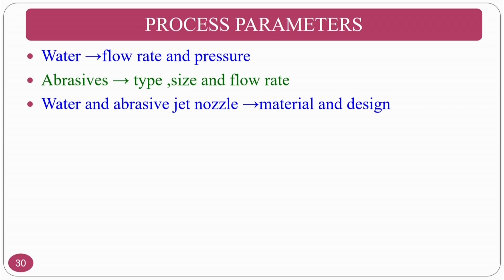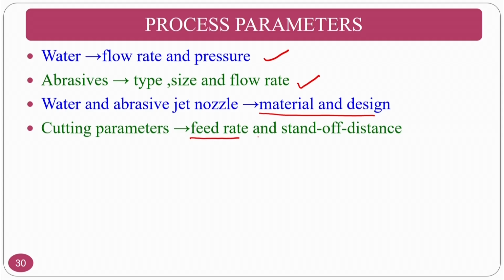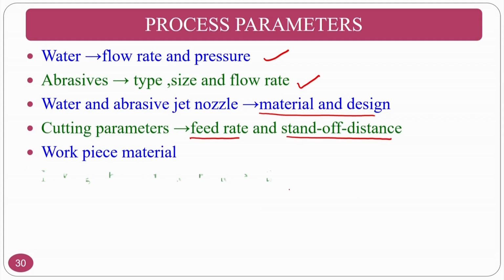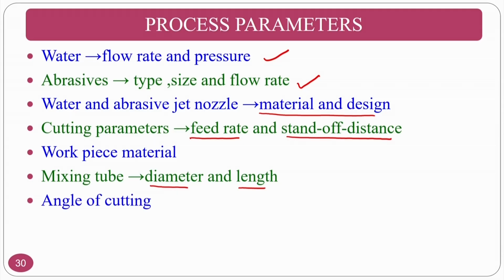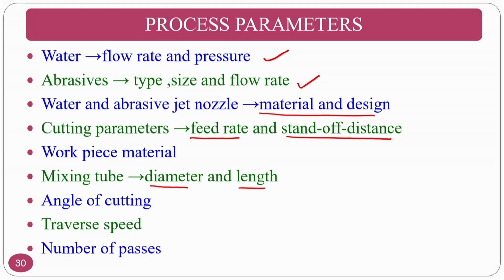So, from the literature what the authors observed is water flow rate and pressure play a major role, abrasive type, size and flow rate play a major role, water and abrasive jet materials and design, cutting parameters like feed rate and stand up distance play a major role, and workpiece material, whether it is a brittle material or a ductile material. Mixing tube diameter as well as length, as I said, plays a major role, and angle of cutting, whether you want to cut 3-dimensional or 2-dimensional, and traverse speed, how fast the nozzle has to move, or if the workpiece is reciprocating or traversing, how fast the workpiece has to move, and the number of passes. If at all I want to cut thick materials, I need to go for more number of passes.